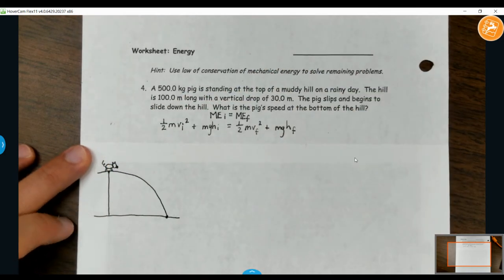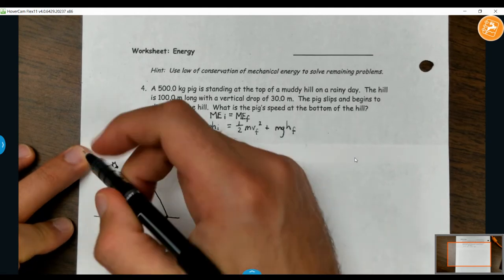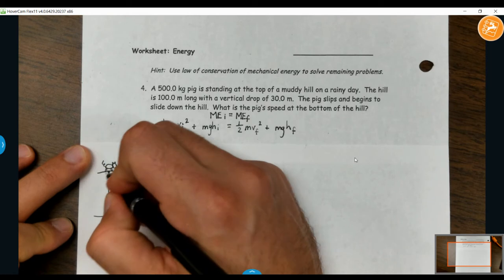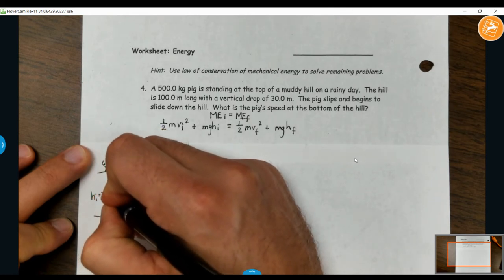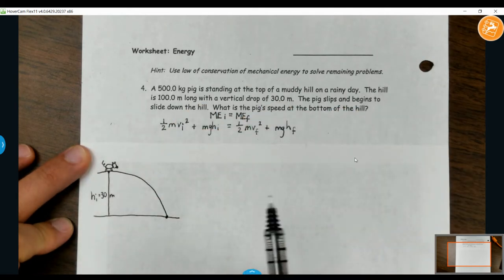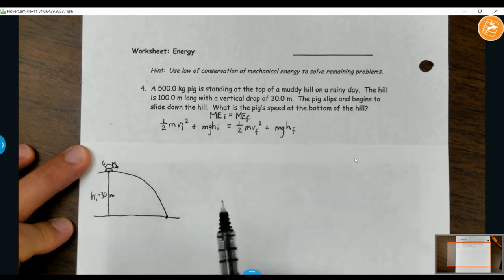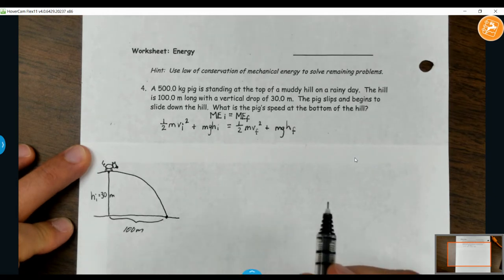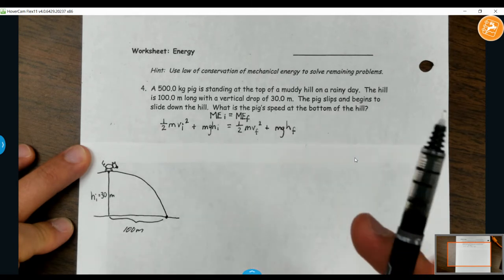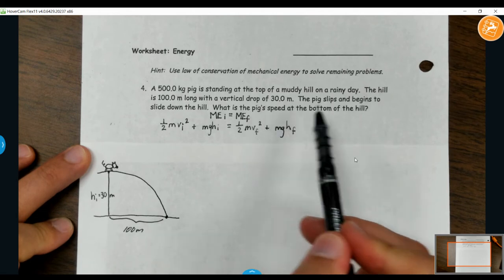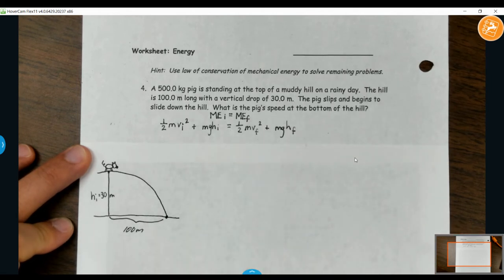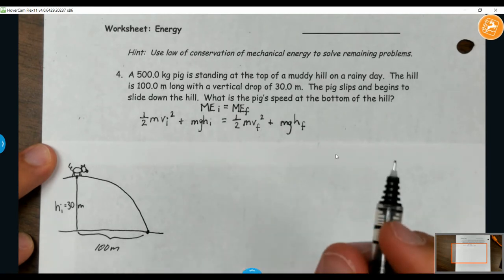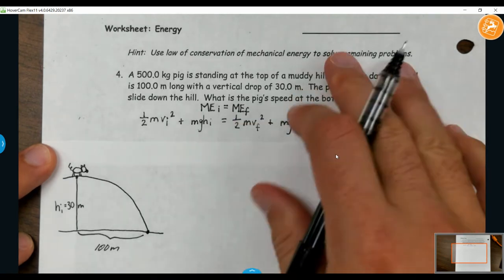So they're telling us that the pig is at a height of 30 meters. That is his initial height. What else do they tell us? They say that the hill is 100-something meters long, and that the pig has a mass of 500 kilograms. They want to know what the pig's speed is at the bottom of the hill. That would be the final side, so we're going to wind up looking for VF here.